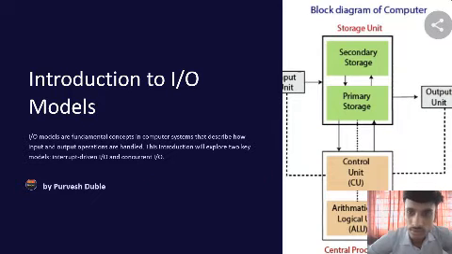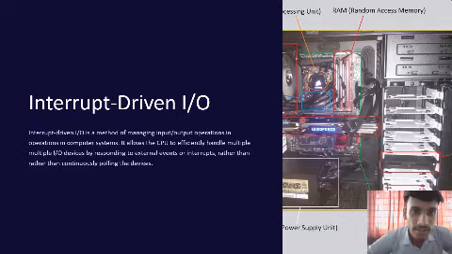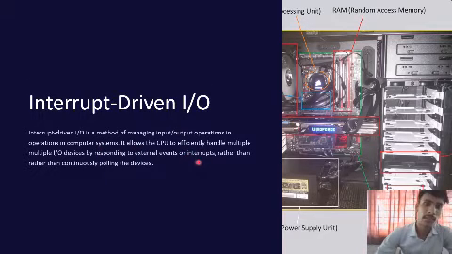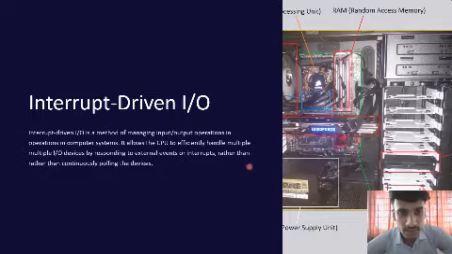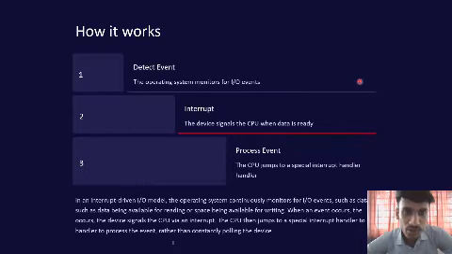So, interrupt driven IO. Interrupt driven IO is a method of managing input output operations in computer systems. It allows the CPU to efficiently handle multiple IO devices by responding to external events or interrupts rather than continuously polling the devices. How it works: detect event, interrupt, and process event.